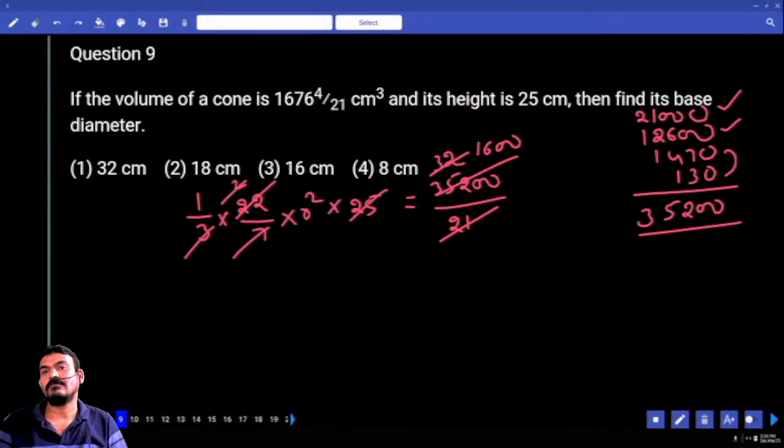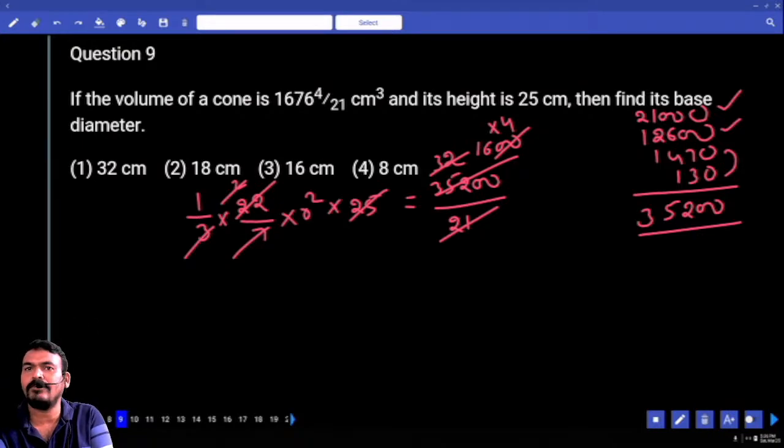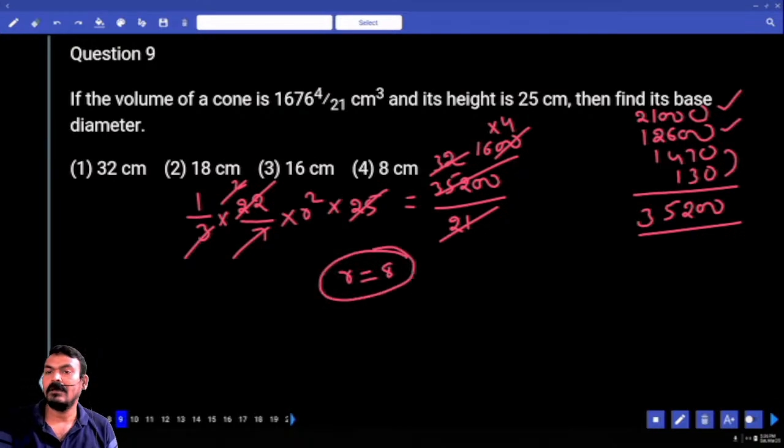25, 100 means 4 times. Already here 16. It will be 64. 1600 means written 16 into 100. 25 how many times? 100. 4 times. 16 for the 64. R square 64 means R value 8. What is the question here? Diameter. What is the answer? 16. Diameter means 2R.